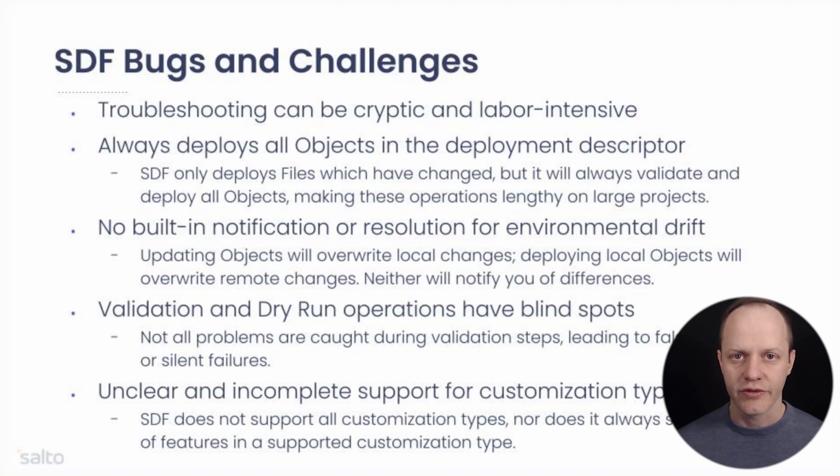One of the reasons that validation and deployment can take so long is that SDF always deploys every object in the project. With files, SDF will compare a hash of the file contents between the local version and the file cabinet version, and it will only deploy files which have changed. With objects, there is no such comparison. Every object caught by your deploy.xml settings will always be deployed, regardless of whether it has changed.